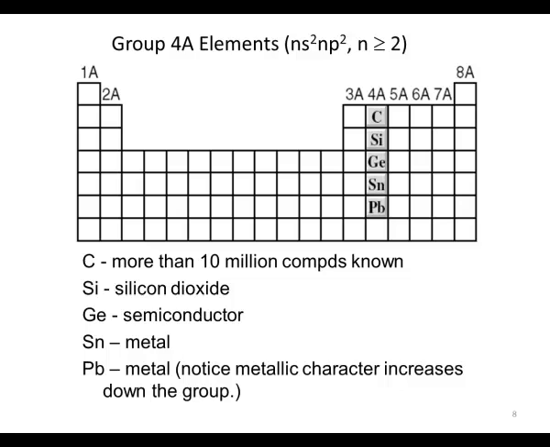Group 4A elements, carbon, silicon, germanium, tin, and lead. Notice here that as you go down the group, the metallic character increases. Carbon forms more than 10 million compounds. Silicon, very important in silicon dioxide, making chips. Germanium, used in the semiconductor industry. Tin is a metal, and lead is a metal.